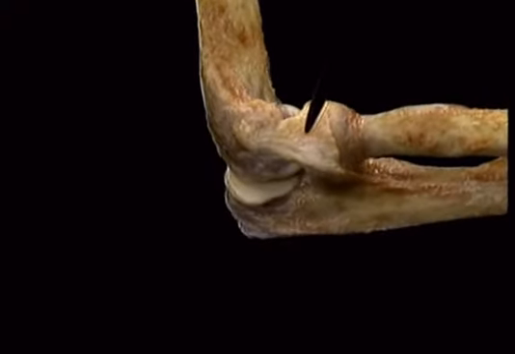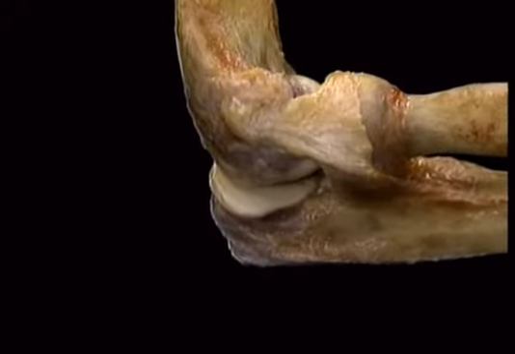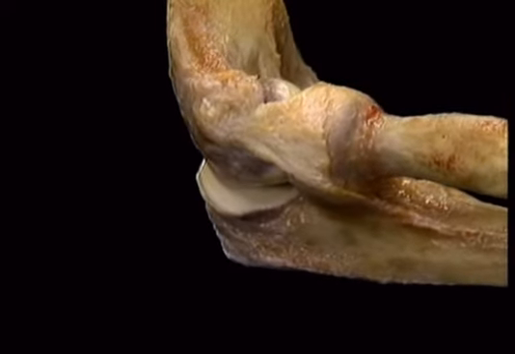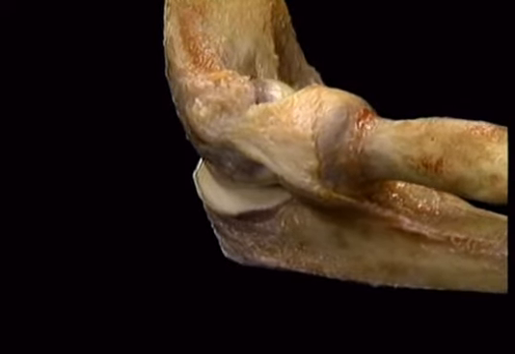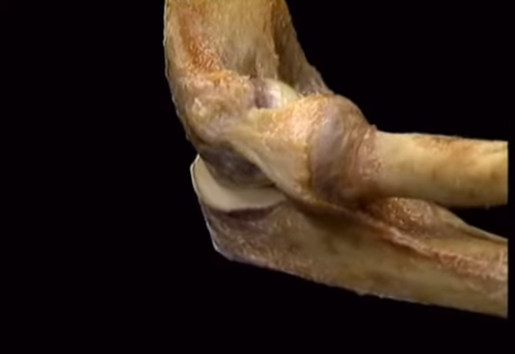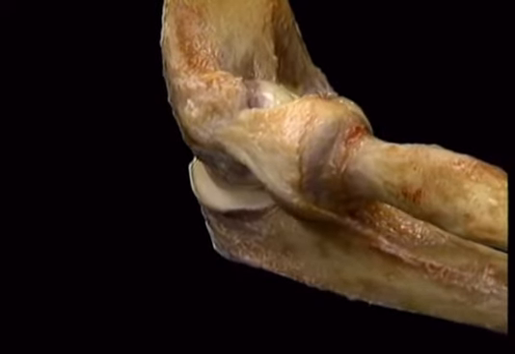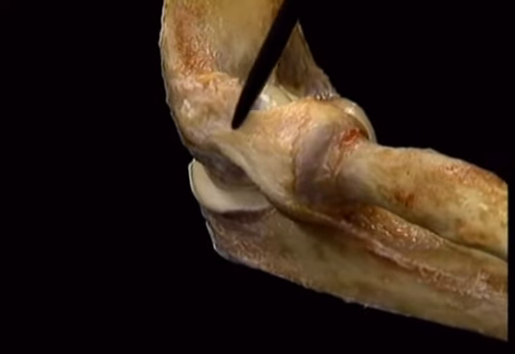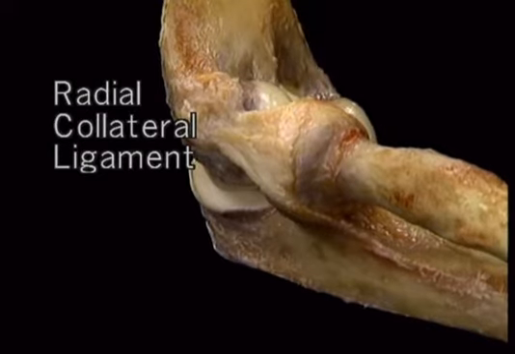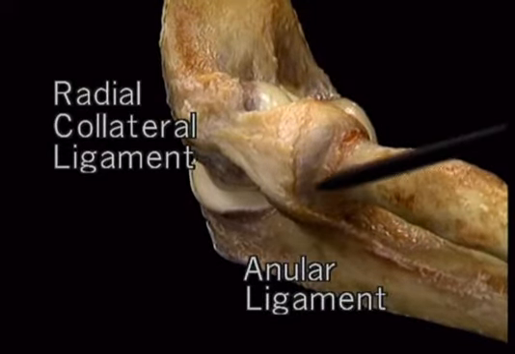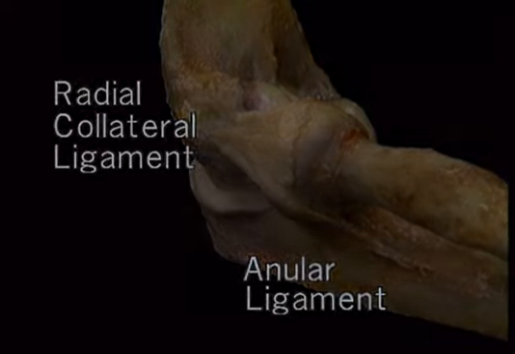The key structure to understand is this remarkable ligament, which not only holds the radial side of the elbow together, but also holds the rotating head of the radius in place against the ulna. It has two parts. This part is the radial collateral ligament. This part is the annular ligament.